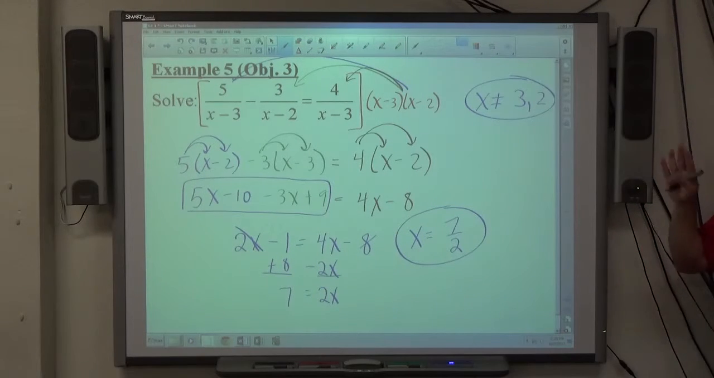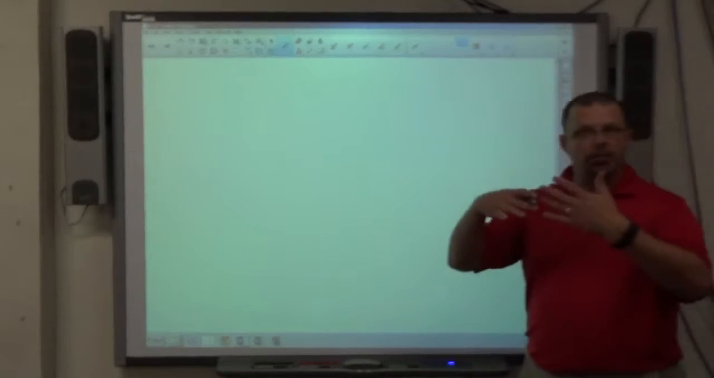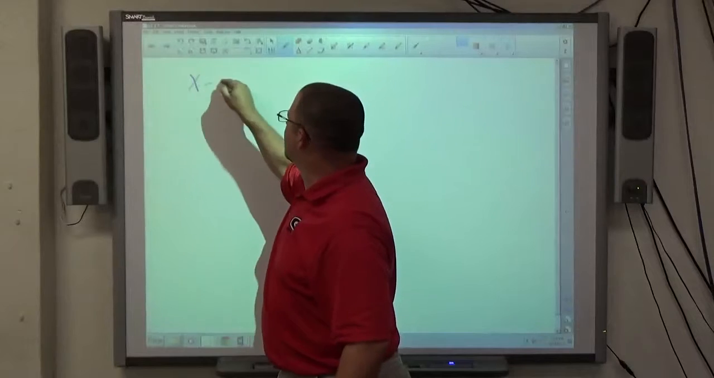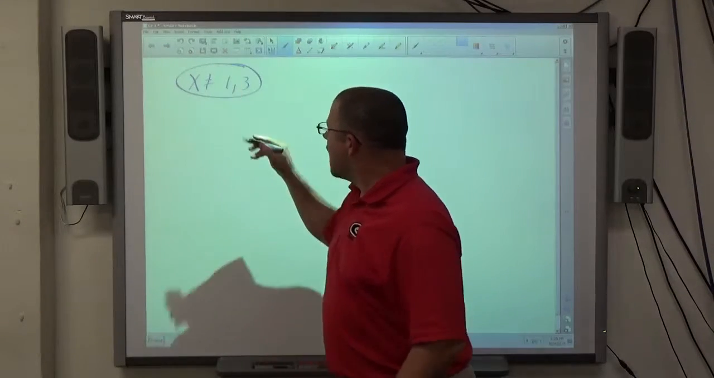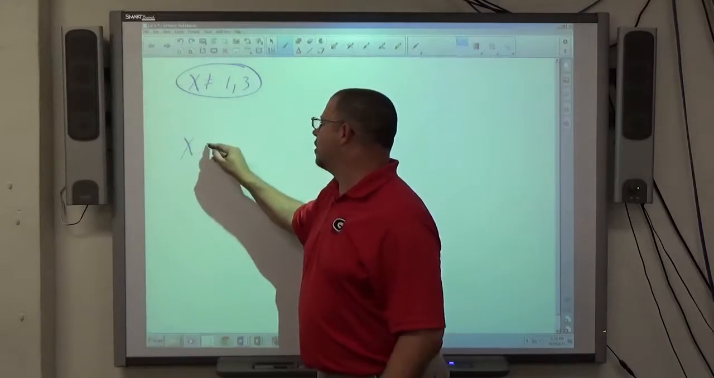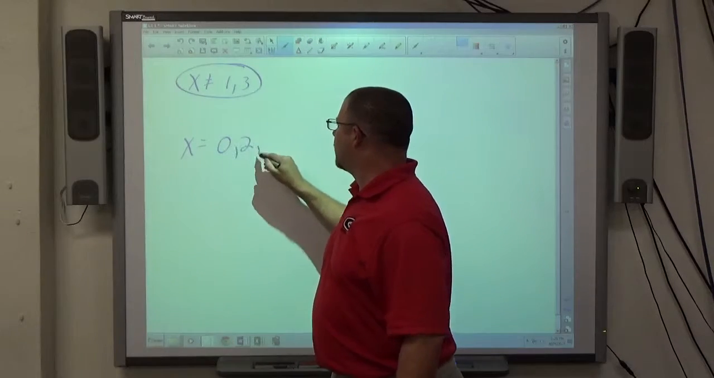Okay, real quick before we finish this up, let me give you some scenarios that could happen. Let's say we're doing a rational equation problem. We've got an excluded list: x is not allowed to equal 1 or 3. And we go through and solve the problem. We end up with x is equal to 0, 2, and 3.